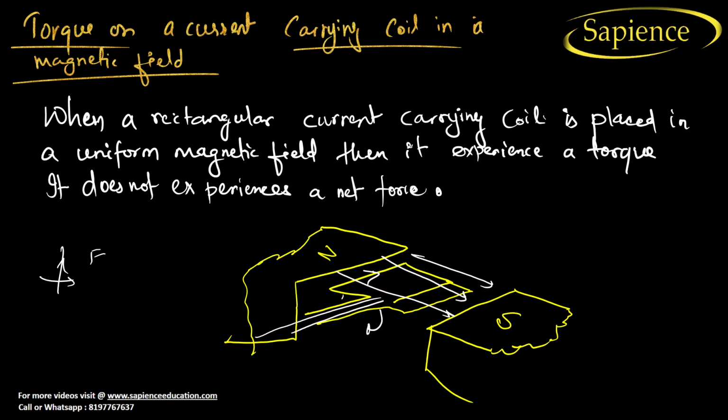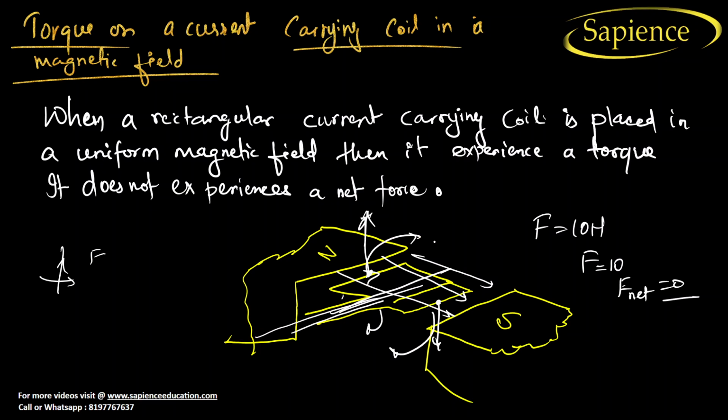Where will it rotate? See here, the force will act upward, and some force will act downward. Let us suppose the upward force is 10 Newton. The downward force will also be 10 Newton. So the total net force is 0. But what will happen if the net force is 0 but both the forces are acting in opposite directions and there is a hinge? It will try to rotate.